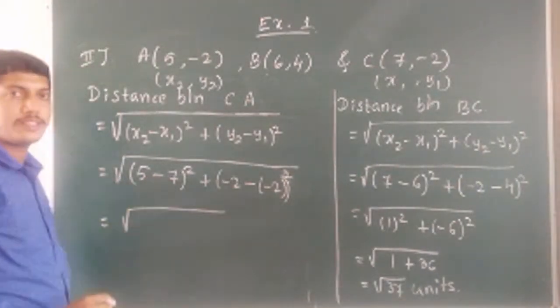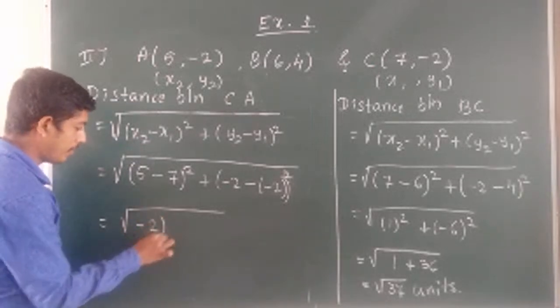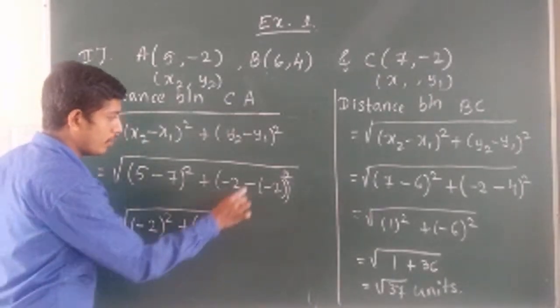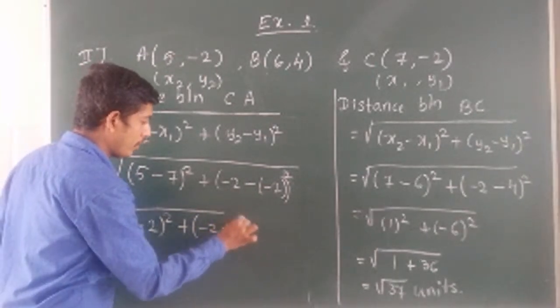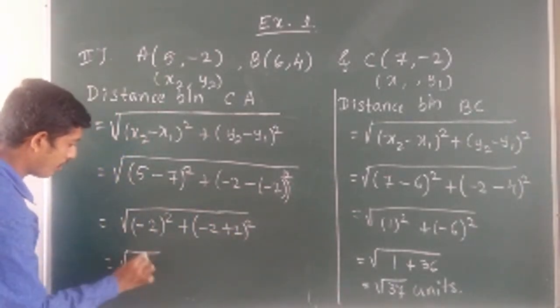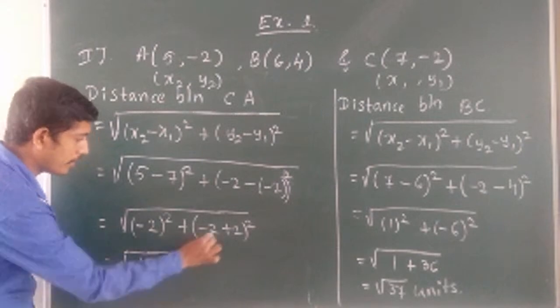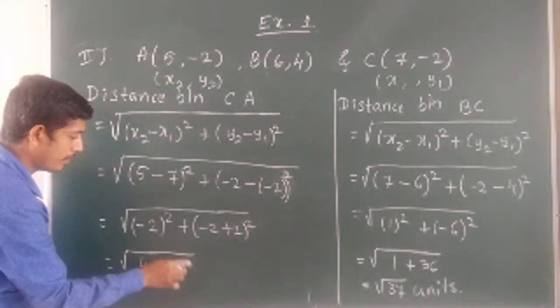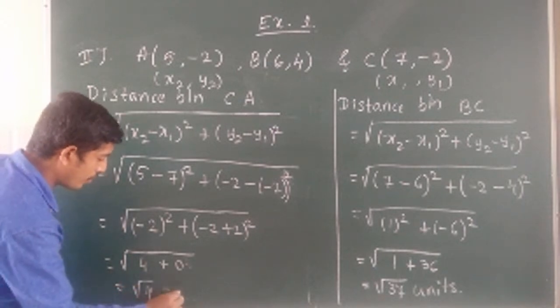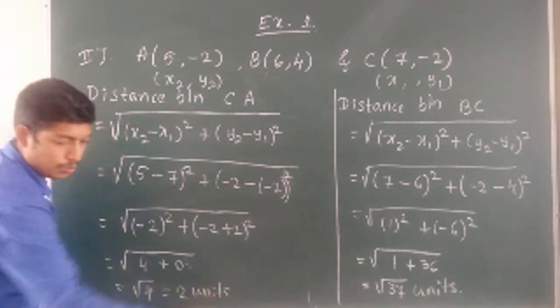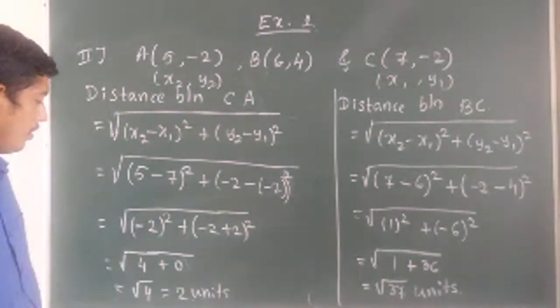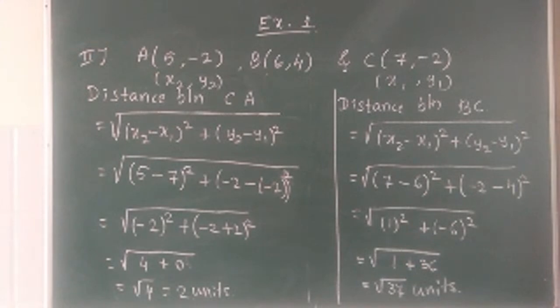5 minus 7, the signs are different, therefore subtract and the sign of the bigger number is kept. That is minus 2 square plus minus into minus, plus 2 square. It becomes square root of minus 2 square, that is plus 4, plus minus 2 plus 2 is 0 square. It becomes 0. Therefore, we use square root of 4, and square root of 4 is 2. Just look at this step. CA is 2. That is the answer given by Hiremut.